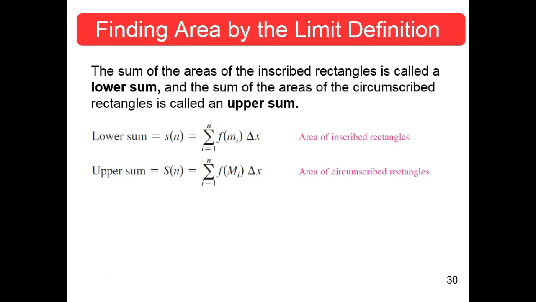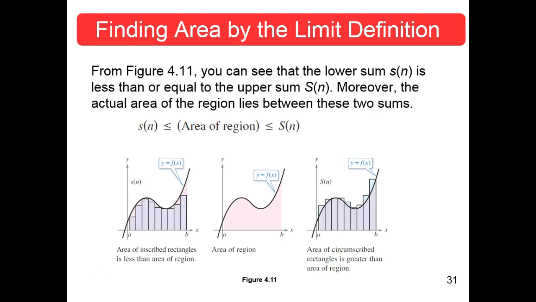Okay? So the sum of the areas of the inscribed rectangles is called the lower sum. The sum of the areas of the circumscribed rectangles is called the upper sum. Boy, that sounds exciting, doesn't it? Okay? So the lower sum will be the summation i equals 1 to n, however many little subdivisions you have, of f of the minimum values on that subinterval, times delta x, and this will be the sum of all the maximums, the areas of the circumscribed rectangles, summing all those together. That will be a minimum, that will be a maximum, okay?